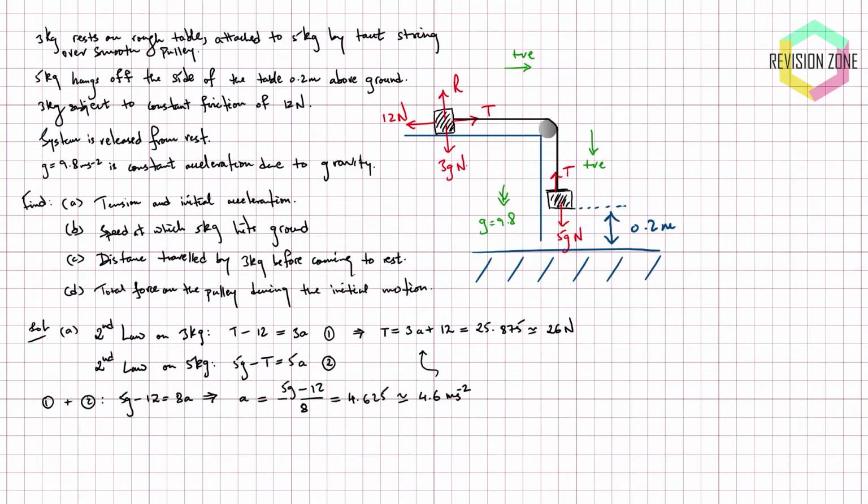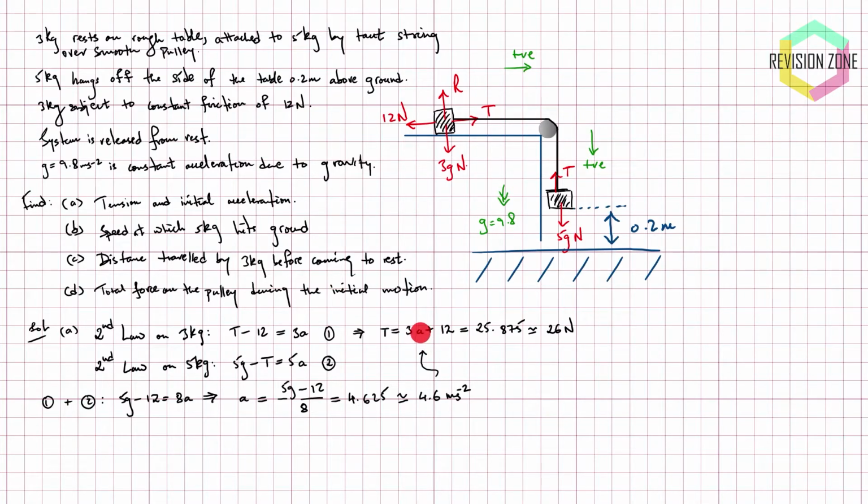Turns out to be 4.6 meters per second squared, because obviously it's acceleration. Okay, so we've done part of part A, and then we have to figure out the tension. Well, we can go to any one of these equations. Equation 1 seems nicer, doesn't have any g's in, so I'm going to go to equation 1, rearrange it to move that 12 to the right-hand side to get this.